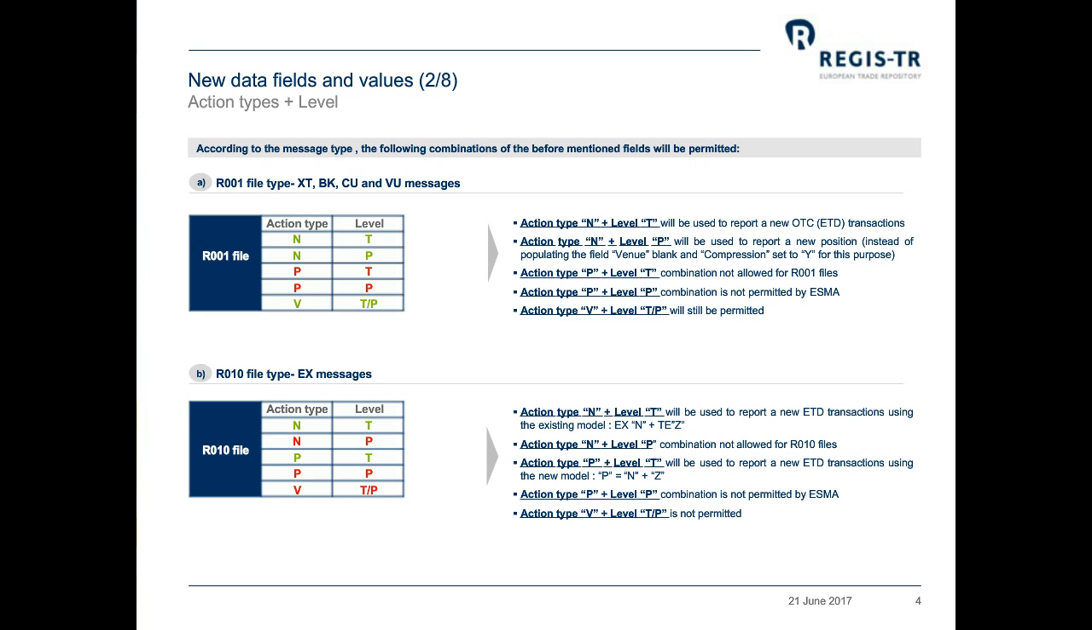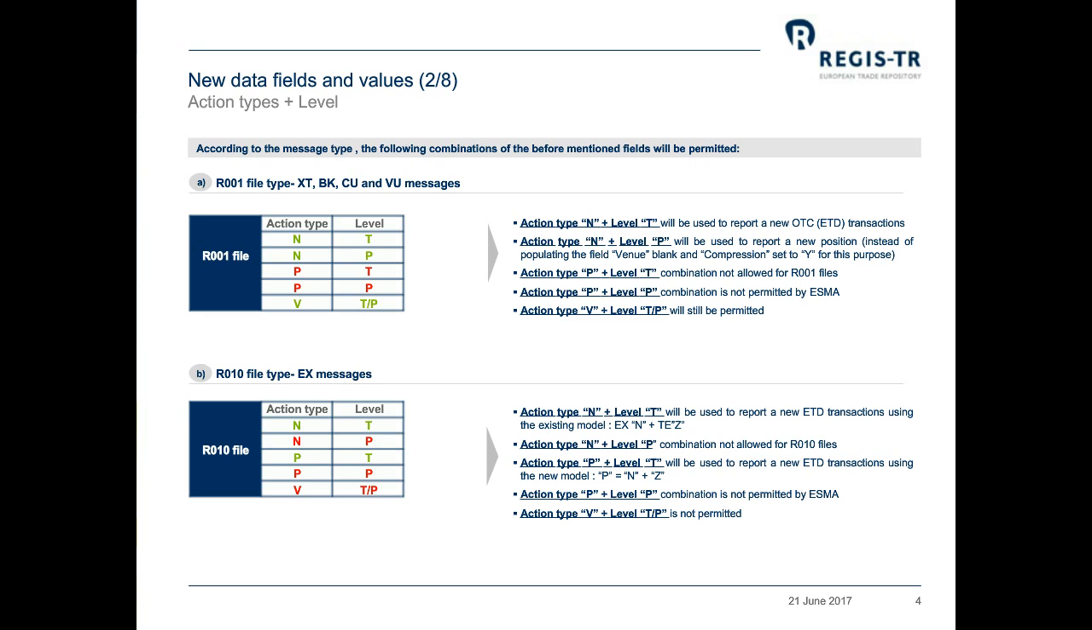And let's now analyze how modification and termination messages are going to work. With the R001 files, all the combinations of action type and the field level are permitted, apart from the action type set plus the level P, which is not permitted by ESMA. If we go to section D, you see that for the R010 files, all the combinations of the action types and the level P are allowed, and any in combination with the level P may be used.